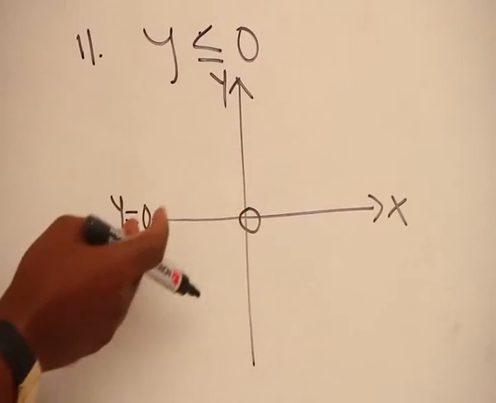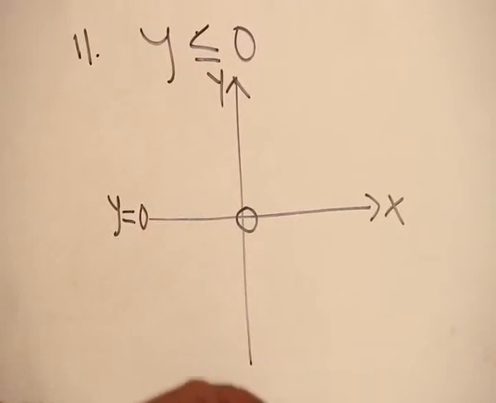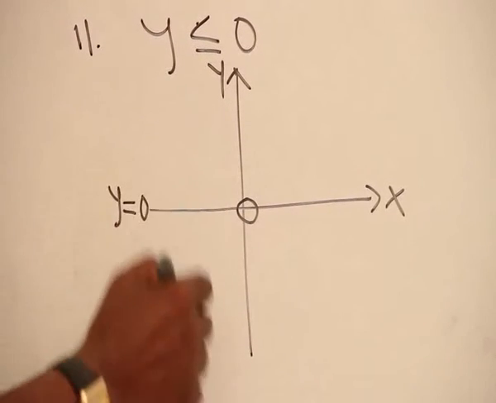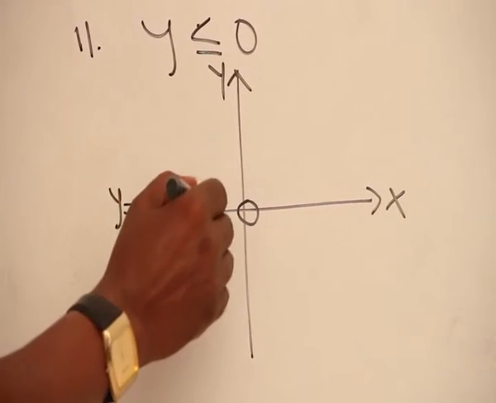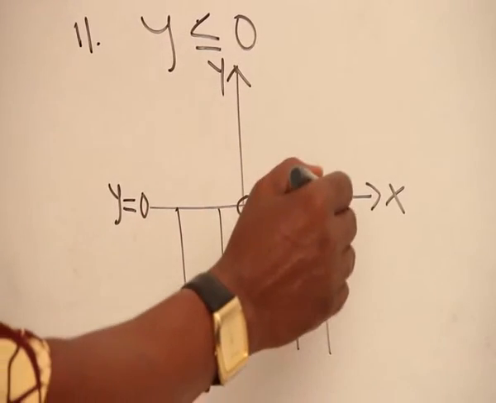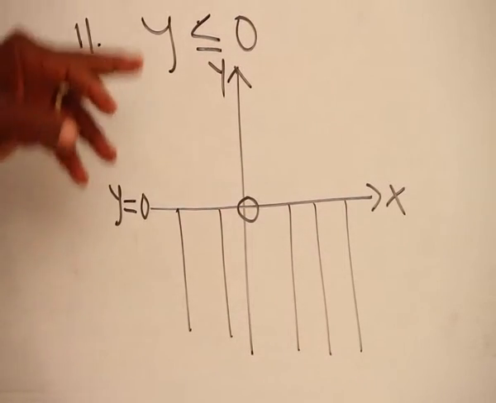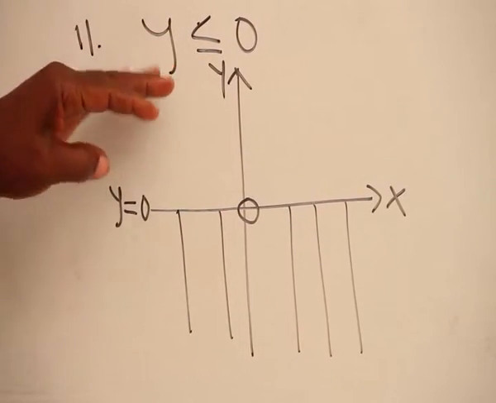From here, this is above the line, greater than. Then this is below the line. So it is this region they're asking you to shade. Shade this region, like that. So this region represents the area where y is less than or equal to 0.